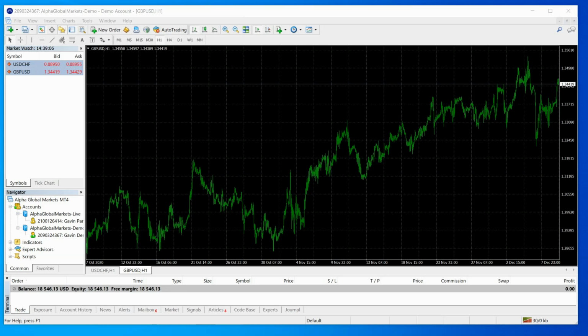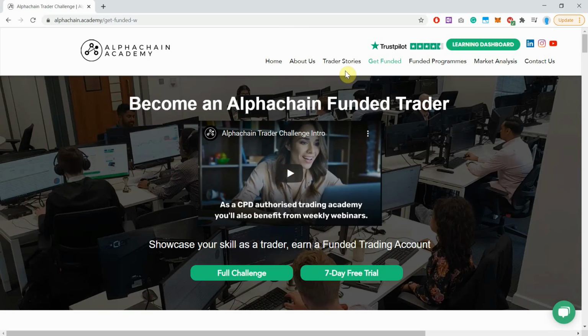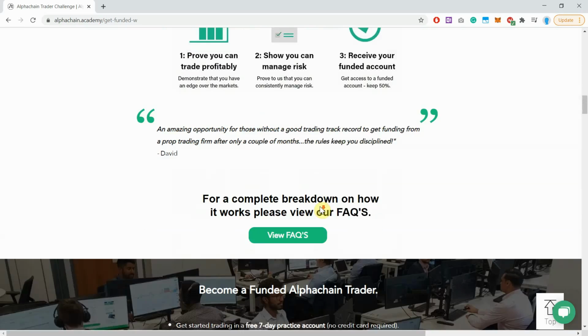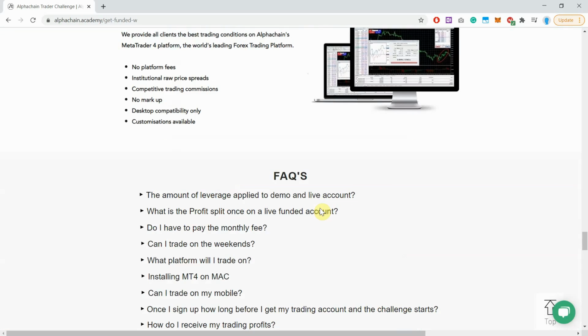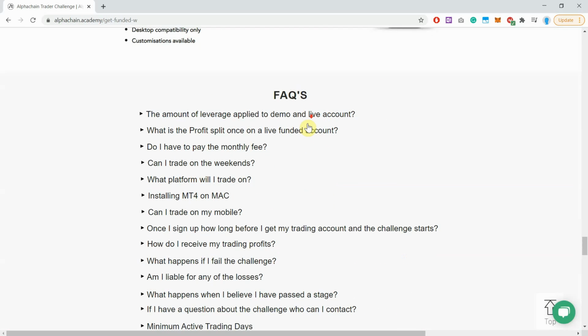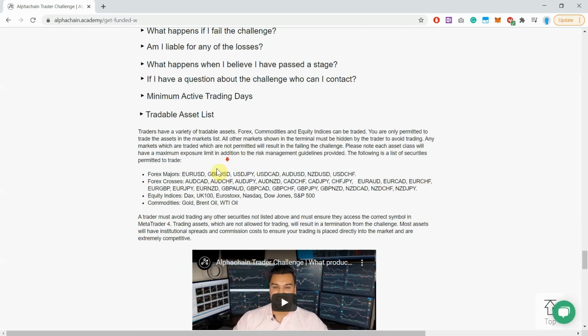Okay, so let's start off by bringing up our website. We go to Get Funded, and if you scroll down, you want to go to the section where it shows you what assets you can trade. This will be under your FAQs, under Tradable Asset List, and these are your assets. So you have your Forex majors, Forex crosses, and then we have some equity indices as well as commodities.